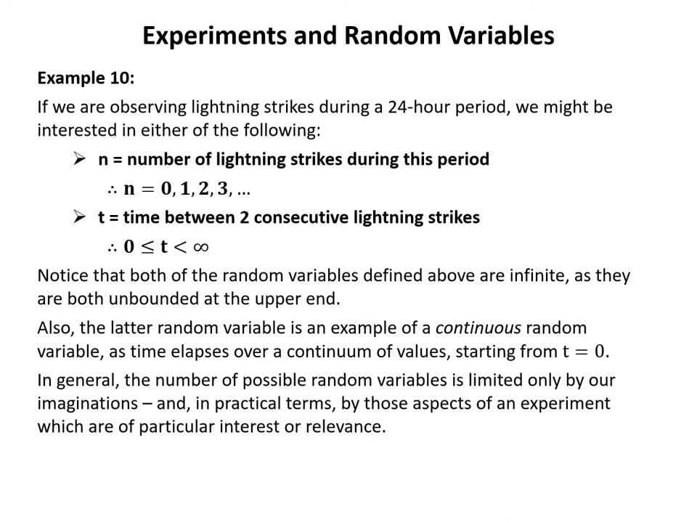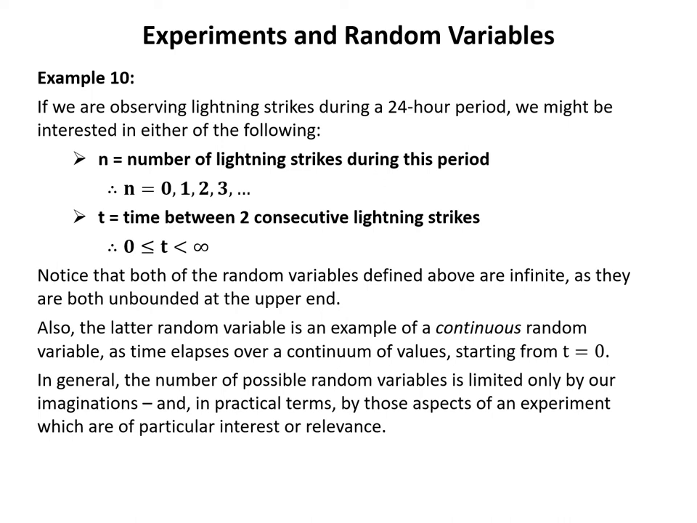In example 10, if we're observing lightning strikes during a 24-hour period in some particular area, we might be interested in either of the following random variables. The first one, n, is simply equal to the number of lightning strikes during this period. So that would be 0, 1, 2, 3, and so on. A second random variable we can define is t equals the time between two consecutive lightning strikes.